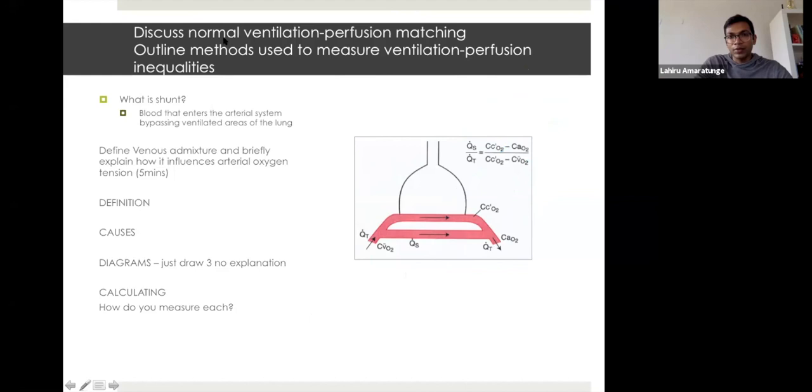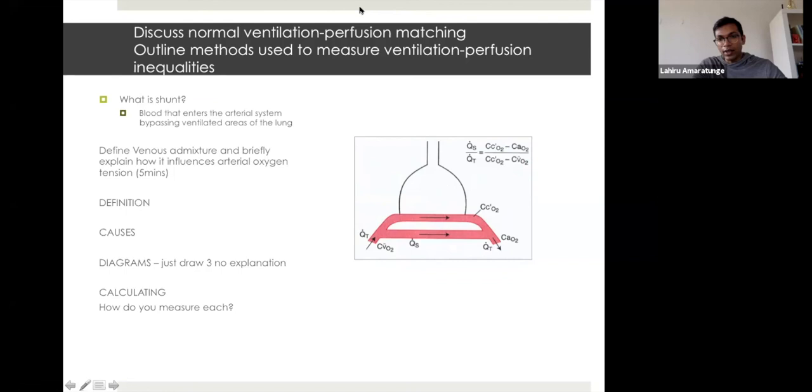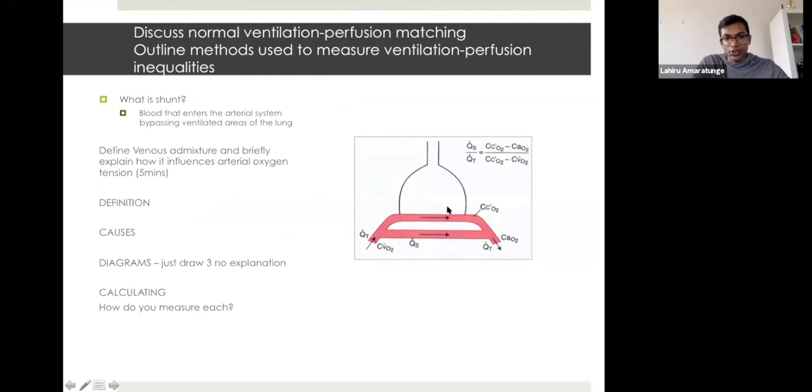So when your plan here for the SAQ answer says diagrams, just draw three, which diagram are you referring to? The one that you showed us before? I would draw this diagram here. I'll get back to you on that, but yeah, this diagram here I definitely draw, and also the iso-shunt diagram, depending on where the SAQ goes.